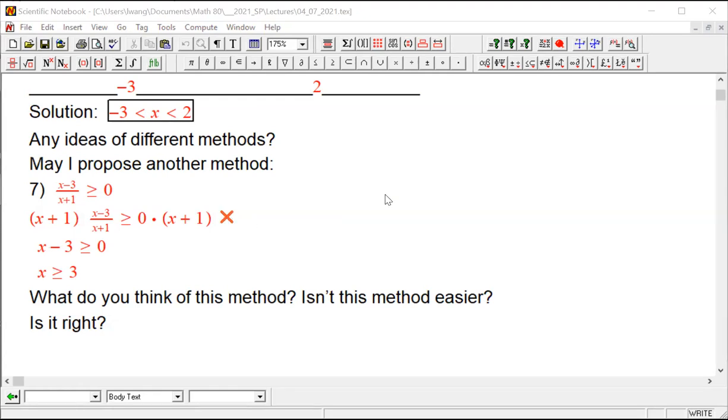Which step is wrong? It's a popular method, but it's a terribly wrong method. It's a horribly terrible method. What is wrong? You can see the place I marked. That step is wrong.